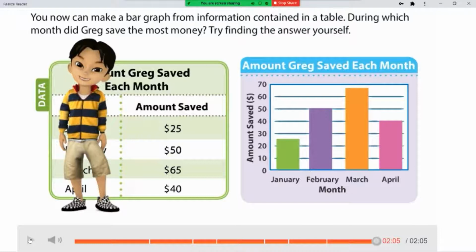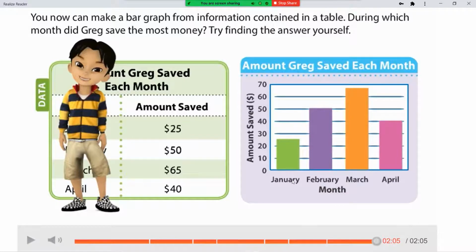Now, if we're going to figure out which month he made the most money, it's easy to look at a bar graph and to see which bar is the tallest. So we can tell right away without knowing the amount that in March he saved the most amount of money and that in January he saved the least amount of money. Now, when you're looking at this graph, you know that it's skip counting by groups of $10. Now, some of our numbers over here aren't in groups of 10, they have 5, so 25 or 65.